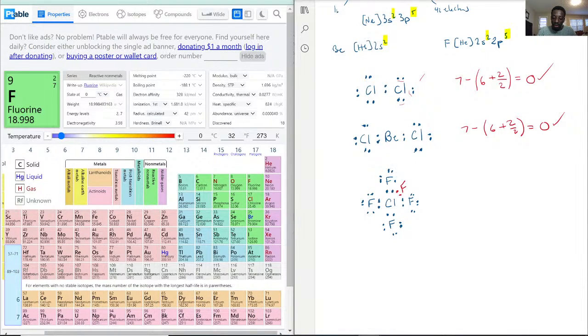5, 6, 7. And I only put this one in red just because we can see that it's the one that's really breaking the octet rule. Okay, 6, 7. All right. So I hope you can kind of visualize that. Maybe I should have drawn it a little bit bigger.